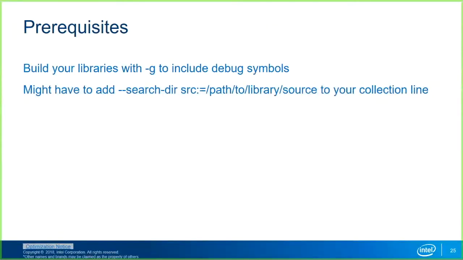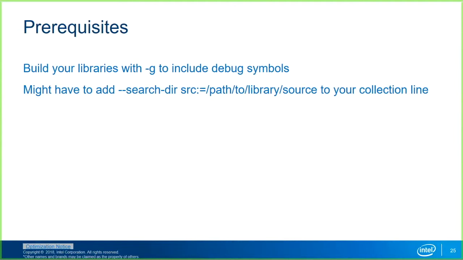And there's not a whole lot of prerequisites really. You just have to make sure that the external libraries that you're using are built with the -g option, and that is just to include the debug symbols. In addition to that, you might have to tell VTune where to find the sources if you want to click on things and have the text editor show up and see some information line by line.